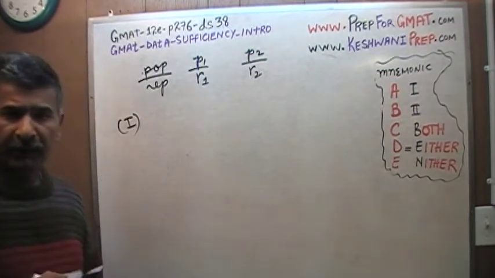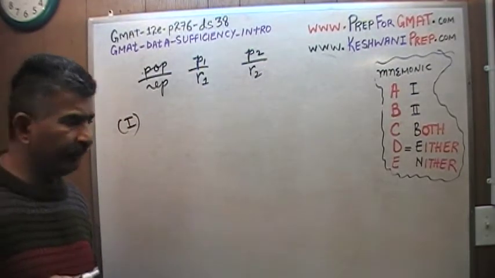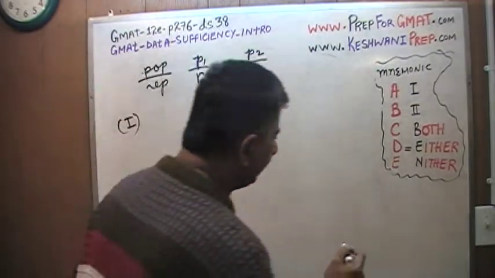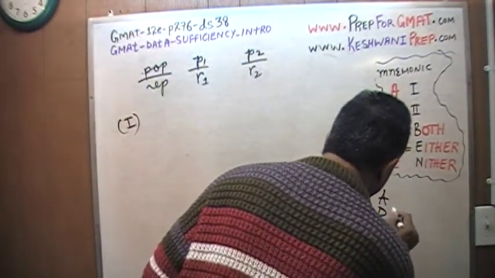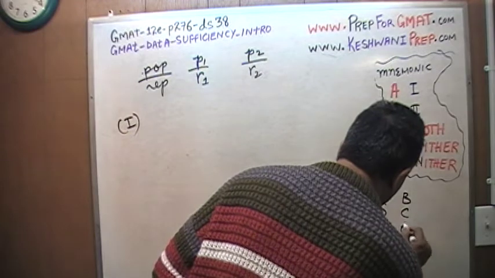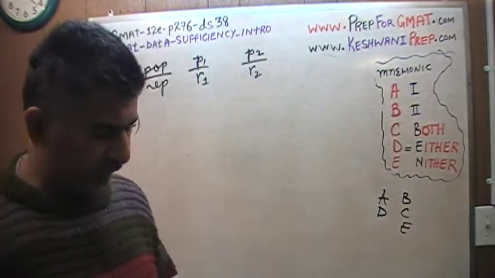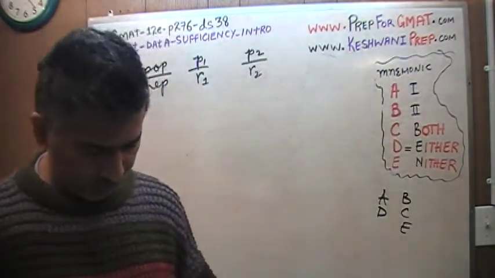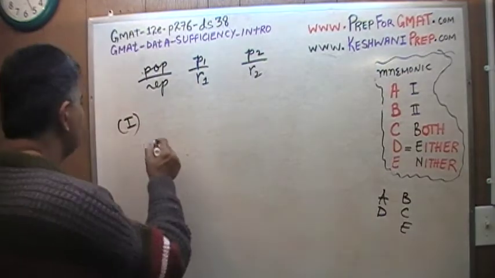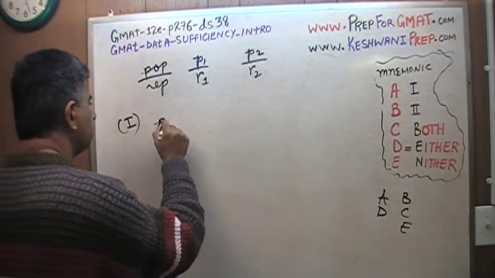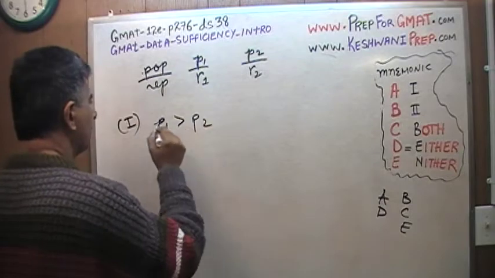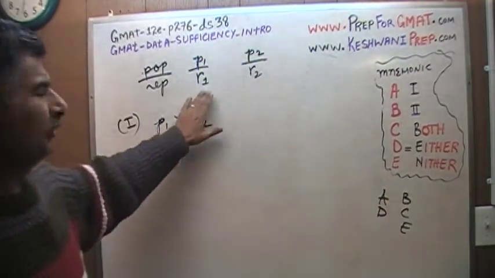Before we actually solve the problem, since this is a data sufficiency problem, the very first thing we do before we forget it is to write down A, D, B, C, E to keep track of our answer choices, to keep track of our inventory. The first statement tells us that P1 is greater than P2. Is that enough to figure out which ratio is greater?